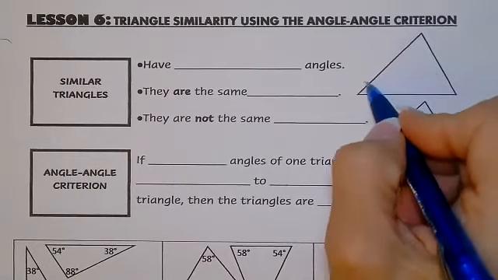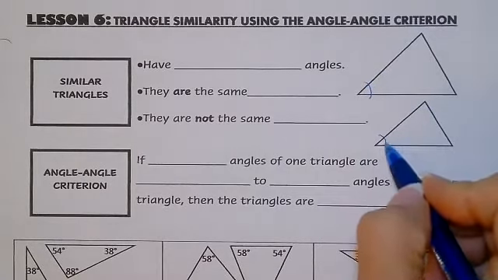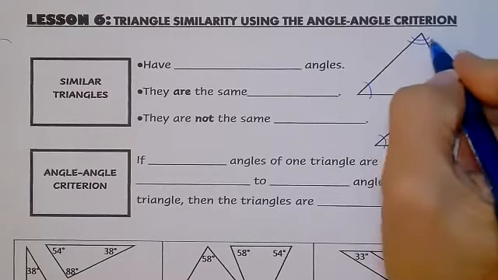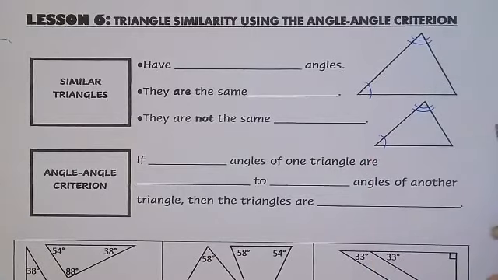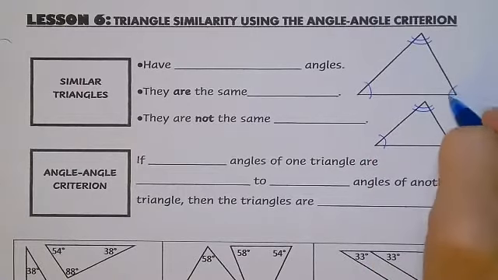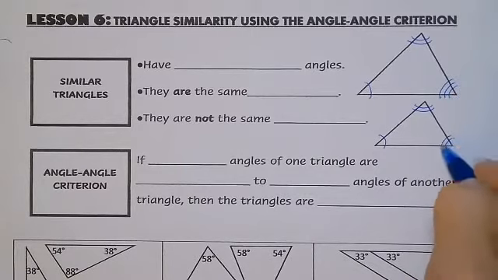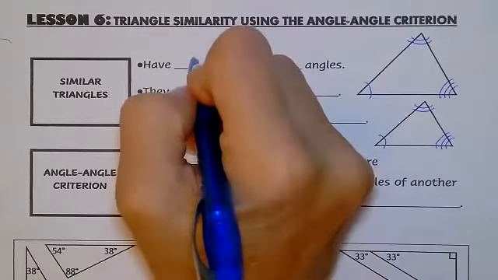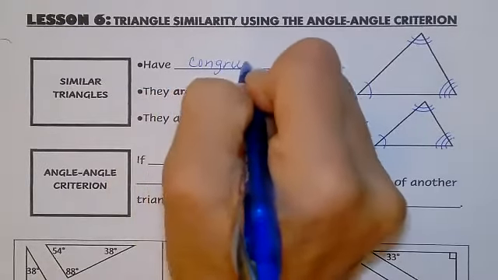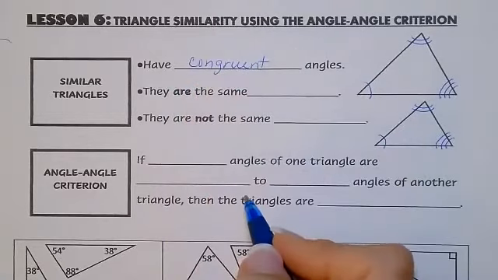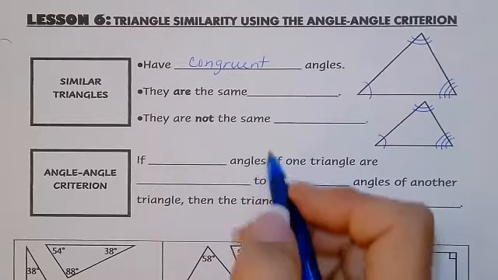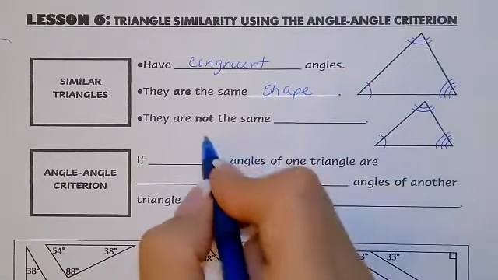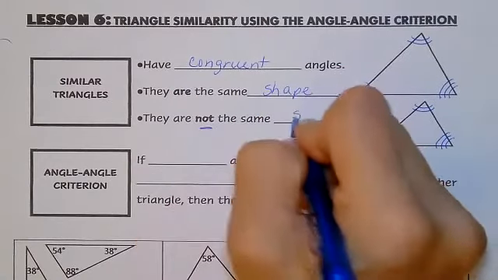So for example, this angle and this angle have the same measure. This angle and this angle have the same measure. And this angle and this angle have the same measure. So they have congruent angles. They are the same shape. They are not the same size.